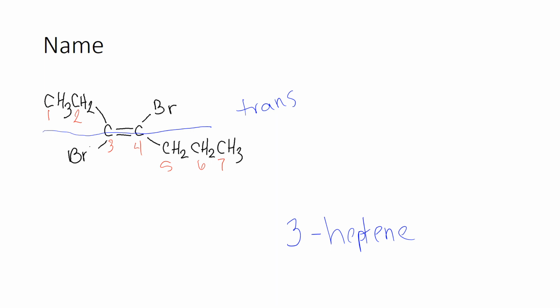Now we can worry about our alkyl halides that are coming off. So I have a bromine coming off in both the 3 carbon position as well as the 4 carbon position. So I can name this 3,4-dibromo-3-heptene. And I'm going to come back. That trans needs to go in the front to tell me that my carbons are across the double bond from each other. They're in the trans isomer. So my final name is the trans-3,4-dibromo-3-heptene.